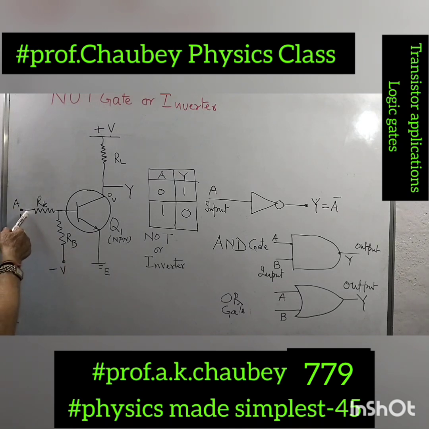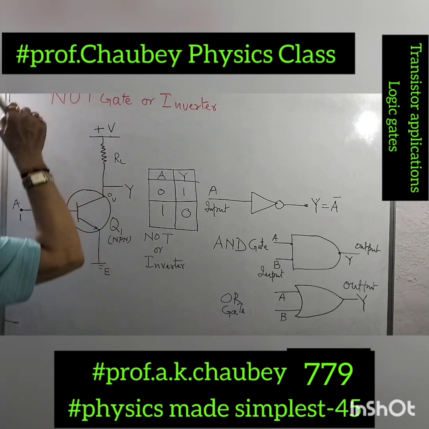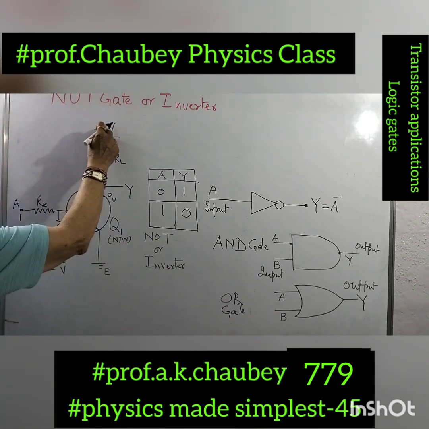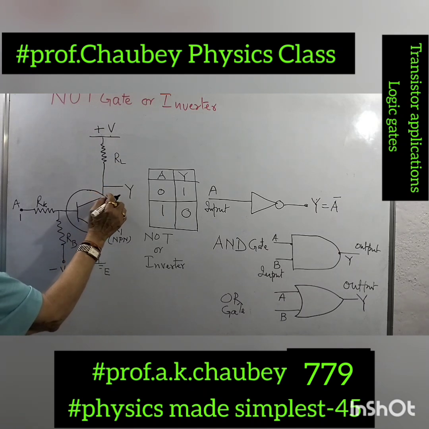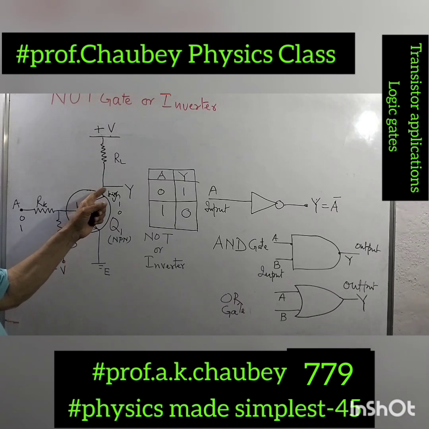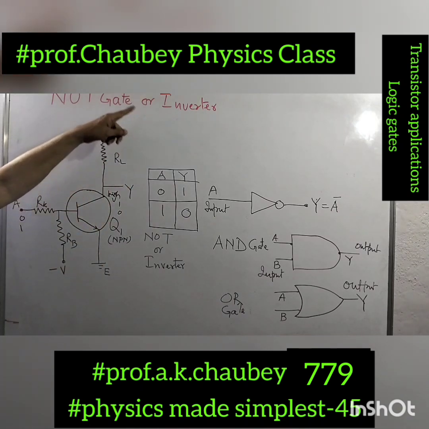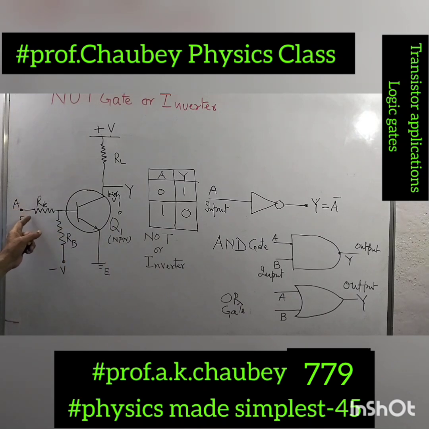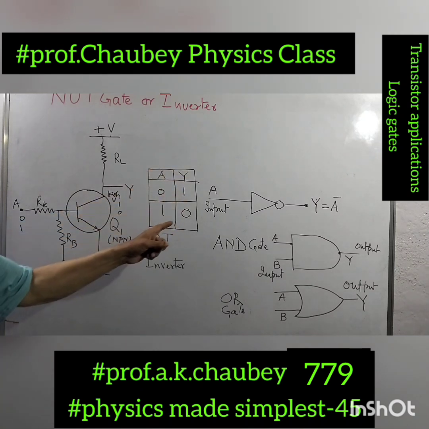If there is no input, it is not properly biased, not highly biased, so current will not flow, and the total voltage of the battery will come here. So this will be high, meaning 1 state. When this is 0, this becomes 1. When this is 1, this becomes 0. Because 1 means high voltage, 5 volts, current flows and there is no potential drop here, so Y becomes 0. So this is the inverter circuit, meaning whatever the input, the output is the invert, the opposite of that.